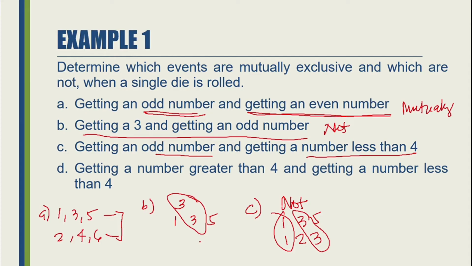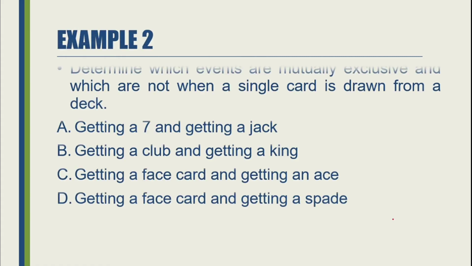Letter D, getting a number greater than 4 and getting a number less than 4. Greater than 4 gives us 5 and 6, and less than 4 gives us 1, 2, and 3. Therefore this is a mutually exclusive event, because the events do not occur together; there are separate probabilities. Okay. Next, we have example number 2.